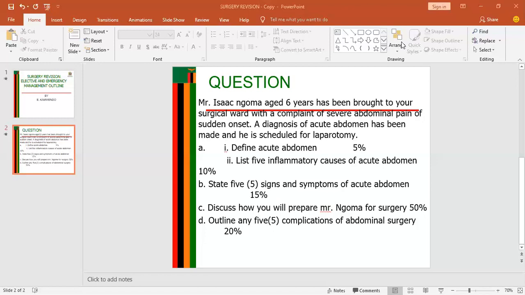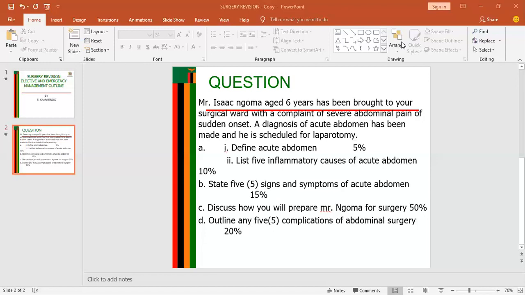Apart from that, we have other causes of acute abdomen. So the other causes can be mechanical causes. Examples of mechanical causes are volvulus, which is twisting of the bowels, and intussusception, which is folding of a loop of bowel into itself. Apart from that, food bolus in the postoperative patient in abdominal surgery can be a mechanical cause of acute abdomen.